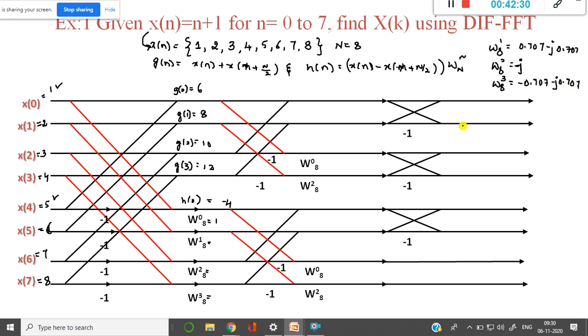So this h of 1 is equal to how much? No, it is not 4j. This comes to be a different value: minus 2.828 plus j 2.828. See, W8 to the power of 1 is not j. You are trying to multiply with j. W8 to the power of 1 is 0.707 minus j 0.707. This is where you are making a mistake, guys.